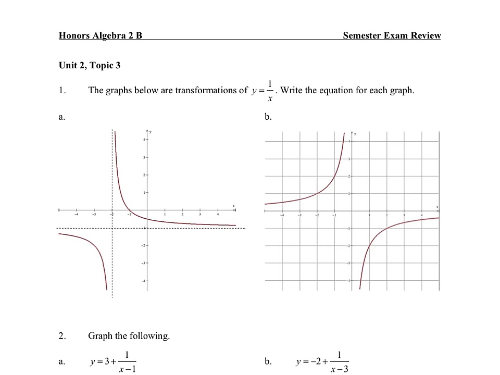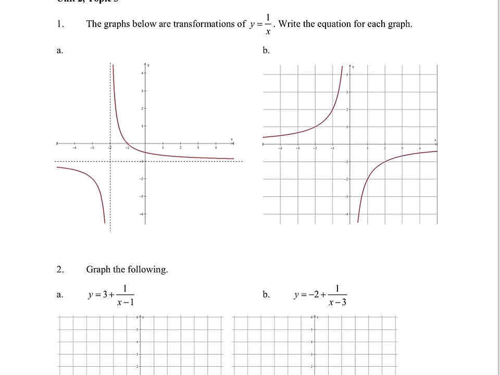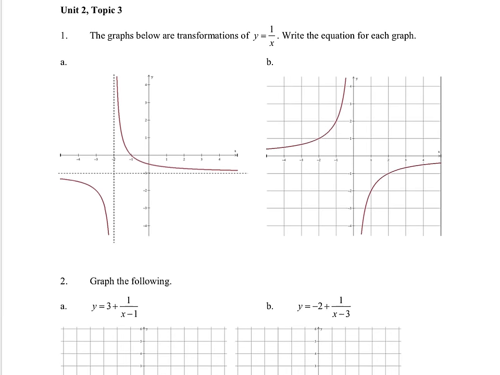Okay, so Unit 2, Topic 3 was rational functions. Write an equation for each graph. So hopefully you know what the parent function of 1 over x looks like. If not, definitely take a minute and look that up.